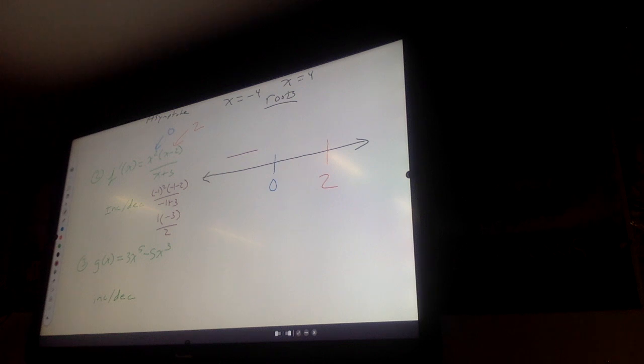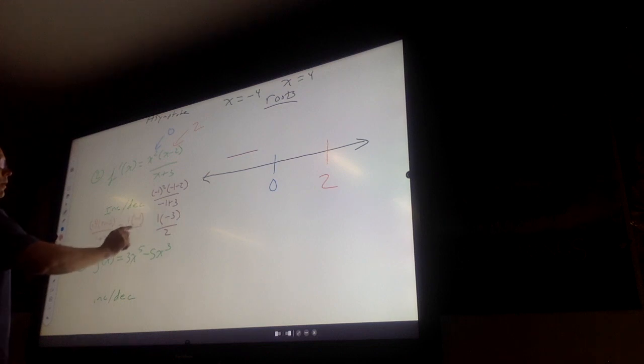Okay? Meaning it would be decreasing. Okay? What is the number between 0 and 2? It's number 1. So if I pick 1 and plug it in, I get 1 squared, 1 minus 2, 1 plus 3. So that's going to give me 1, -1 over 4. Is that going to give me a negative or positive? Negative.